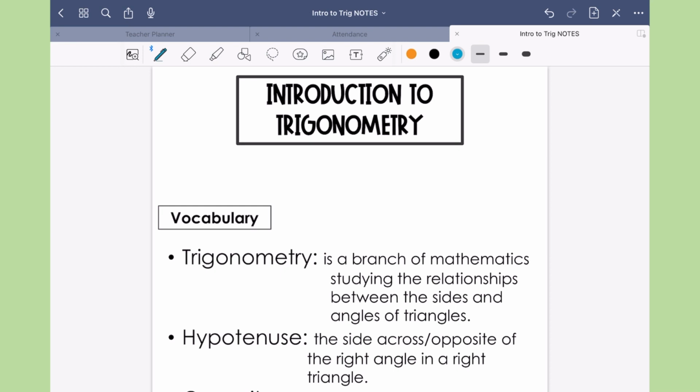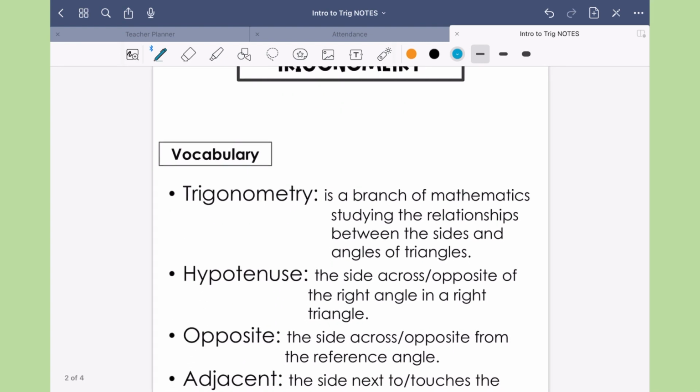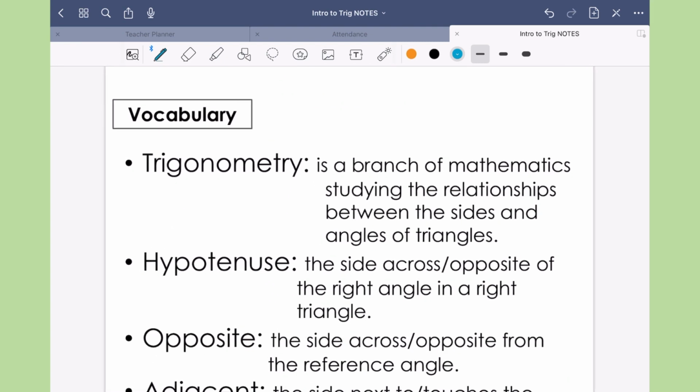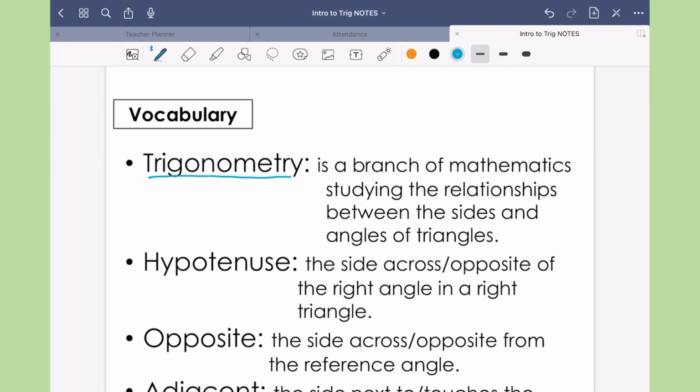We're going to get started with some vocabulary to help us understand some of the words we're going to be using. So let's start with trigonometry. What is trigonometry? We usually say trig because trigonometry is a little long. So we usually just say trig. But it is a branch of mathematics that studies the relationships between sides and angles of triangles.